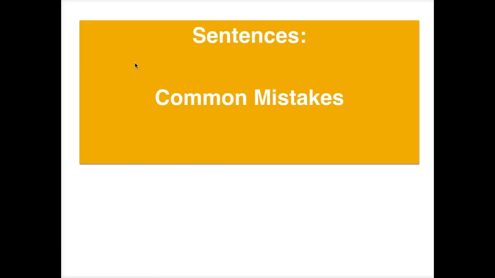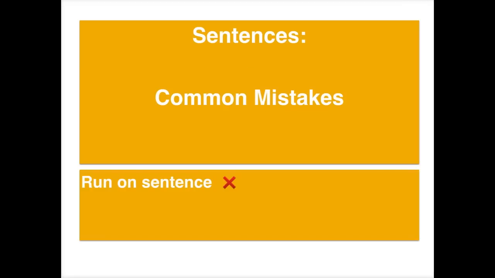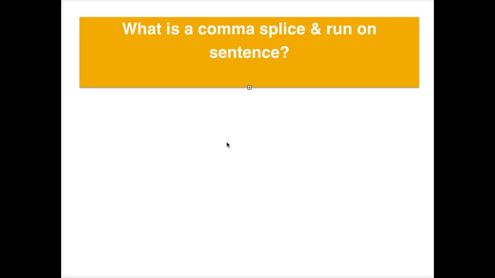Today we're going to be looking at sentences and the common mistakes students can make when writing their own sentences. The first mistake is called a run-on sentence, and linked to that is the comma splice. So what is a comma splice and a run-on sentence?